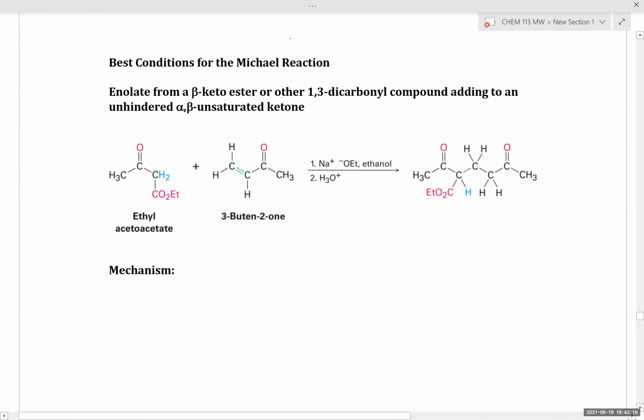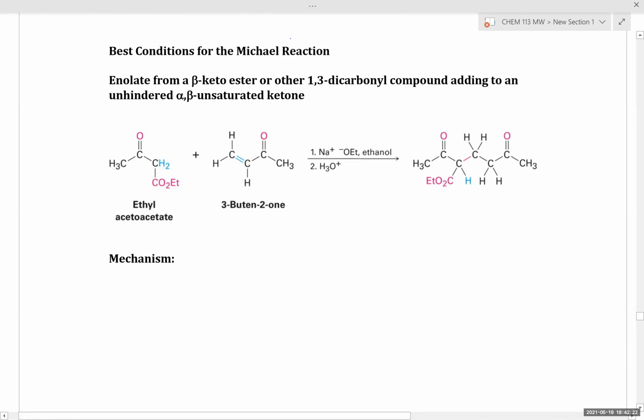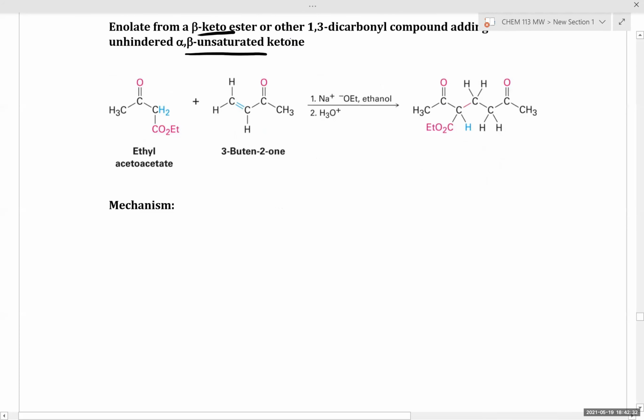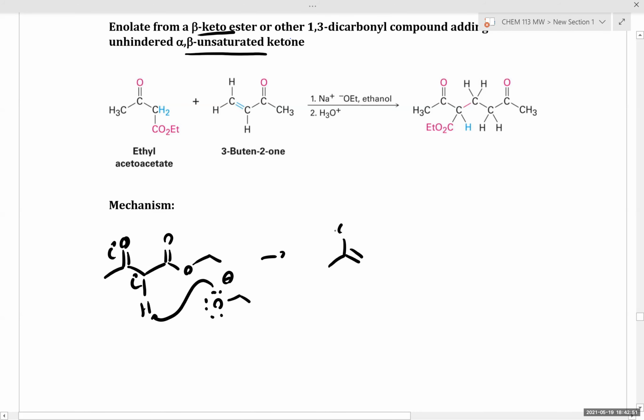Okay, so as we discussed, some of the best conditions for the Michael reaction involve using a beta ketoester or other stabilized enolate, reacting with an unhindered alpha beta unsaturated ketone. As a review, if we have, for example, ethyl acetoacetate and we treat it with sodium ethoxide, we can deprotonate our alpha position to make our enolate. For those wondering, why doesn't ethoxide engage in conjugate addition? It does, it's just reversible.